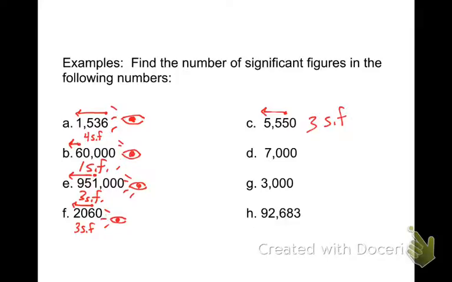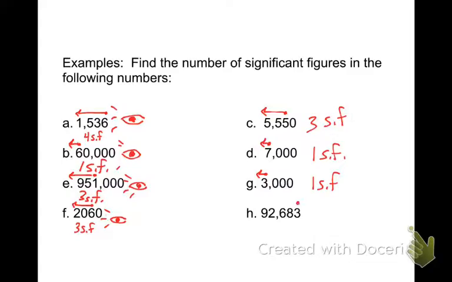Next one, absent. Put our dot over the first non-zero digit. We should have 1 significant figure. Next one, decimal is absent. Place our dot over our first non-zero digit. 1 significant figure. And then last but not least, our decimal is absent, so we start from the Atlantic side.